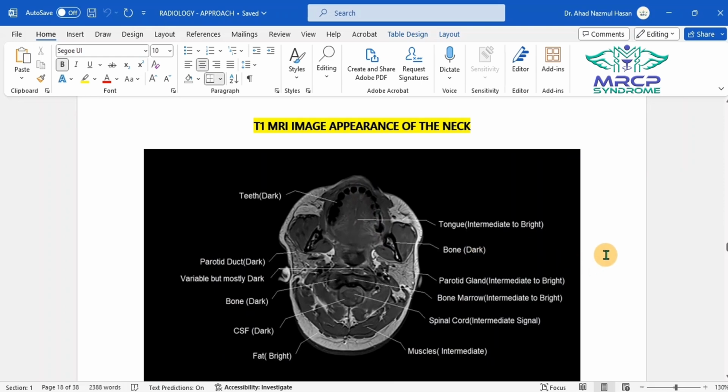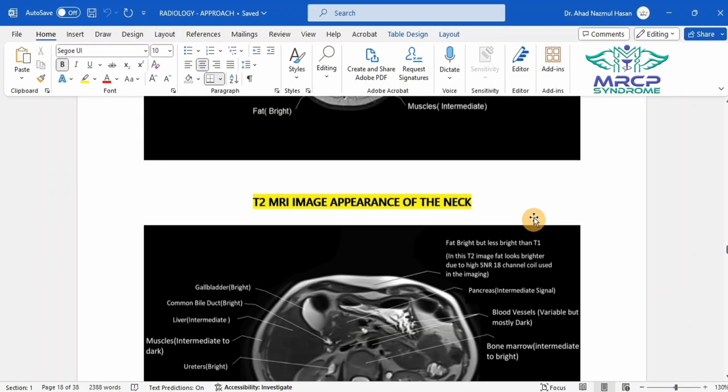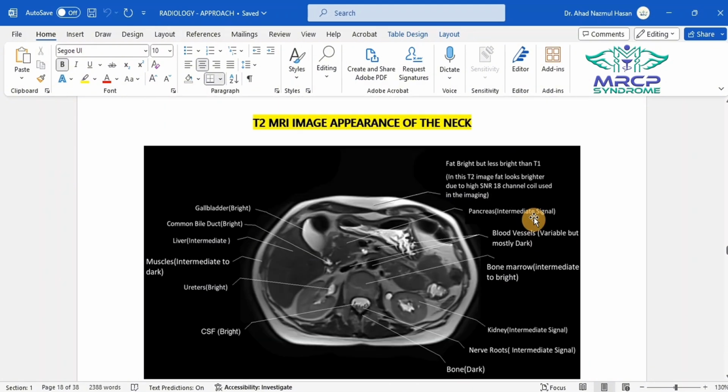So this one is the T1 MRI image appearance of the neck. The teeth will also appear as dark, and the fat would be bright. The CSF would be dark. And this one is the T2 MRI image appearance of the neck, and also the CSF would be bright.